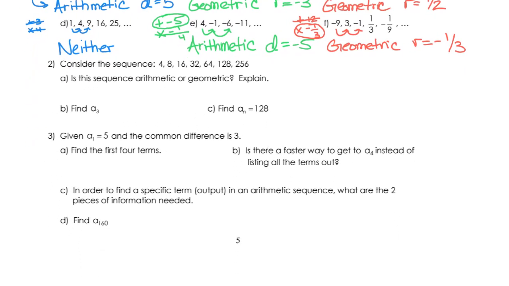So number 2 says consider the sequence 4, 8, 16, 32, 64. They want to know, is the sequence arithmetic or geometric? And so we'll go ahead and figure out, just like we did up above. To get from 4 to 8, we have 2 options. We can either add 4 or we can multiply by 2. So if we take a look at 8 to 16, 8 plus 4 would have been 12, so that's not it. But multiplying by 2 works.